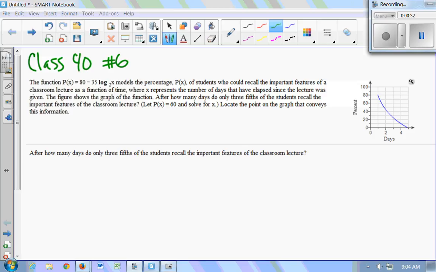After how many days do only 3/5 of the students recall the important features of the classroom lecture? So it says let p of x equal 60. That's because 3/5 is the same as 60%. Right? Okay, so they're telling you to let p of x be 60 and solve for x. So we replace the output, the p of x, with the 60%, and then I want to solve this equation for x because x represents the number of days.